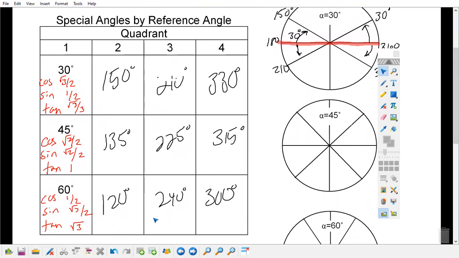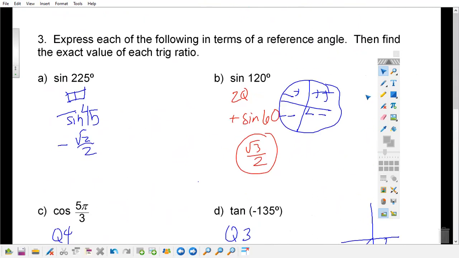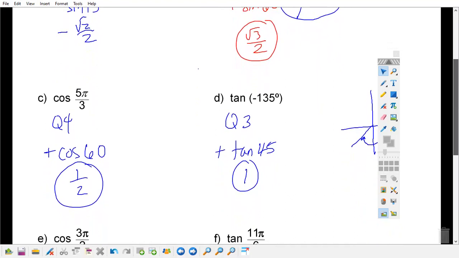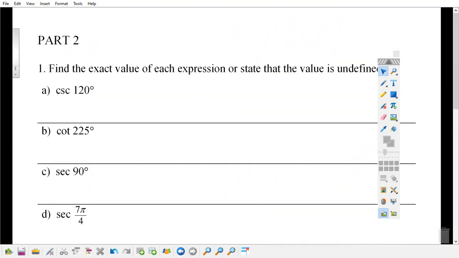Is that okay? This was yesterday, right? Then we just practiced, using that knowledge, practicing using reference angles and location to solve. That's the gist of it yesterday, okay? Today is just a little bit more practice, but without drawing it out.